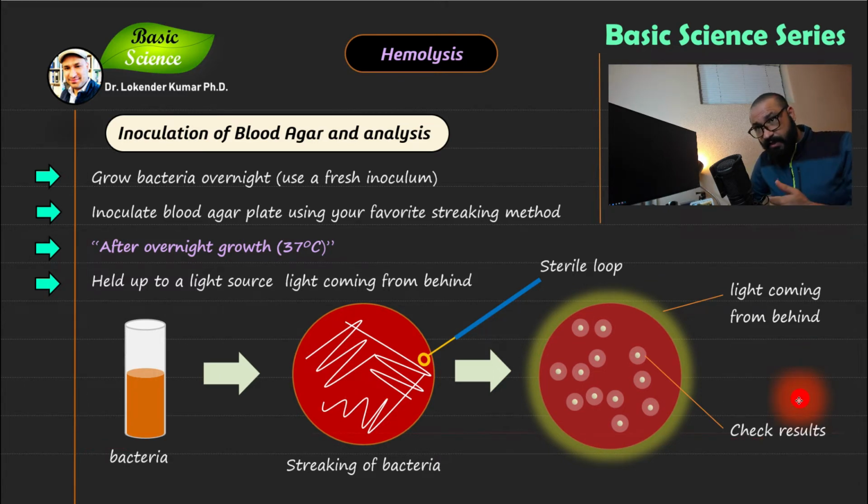And if you have clear hemolysis, you can say it's beta hemolytic. If you have greenish or brownish color present in the zone of hemolysis, you can say it's alpha hemolytic bacterial genus or species. Now, this illustration clearly explains the steps that you need to follow for the growth of the bacteria on the blood agar plate.